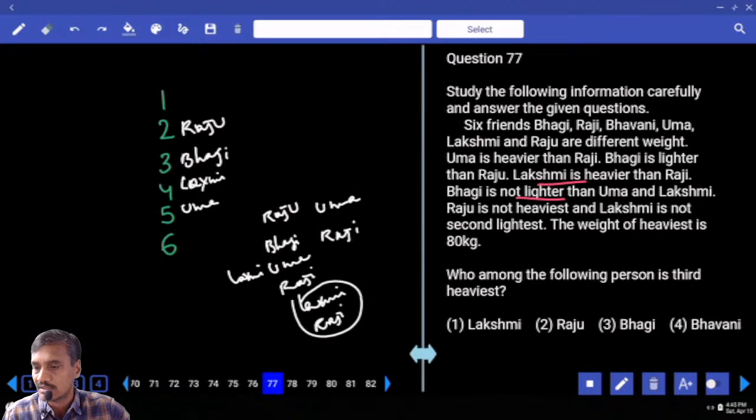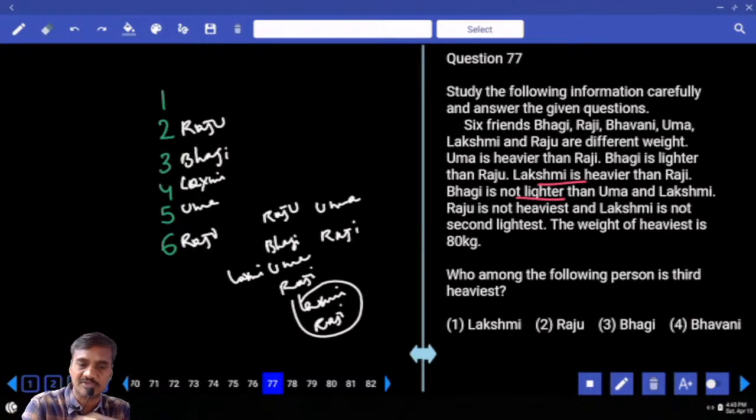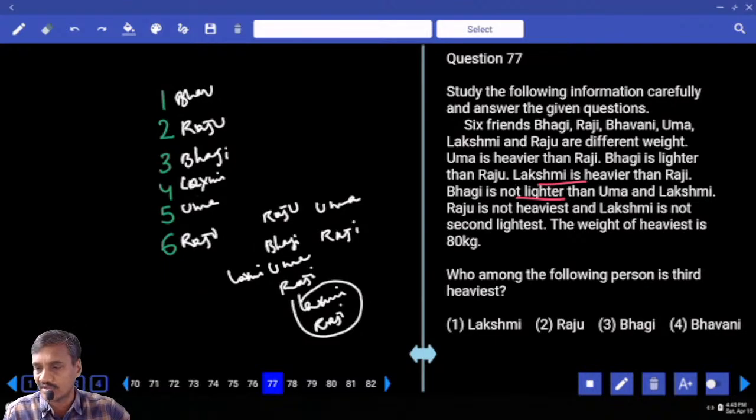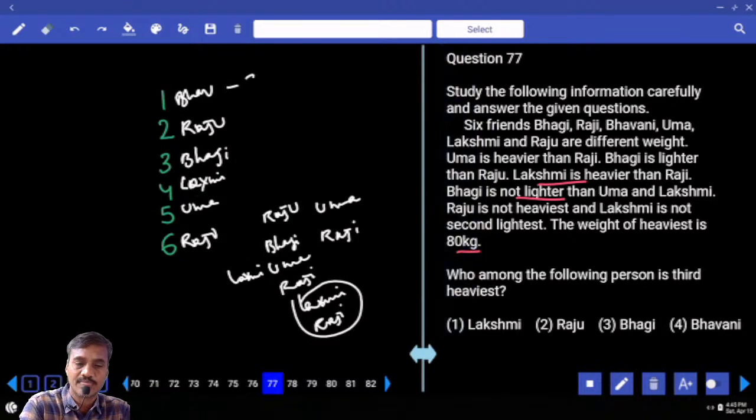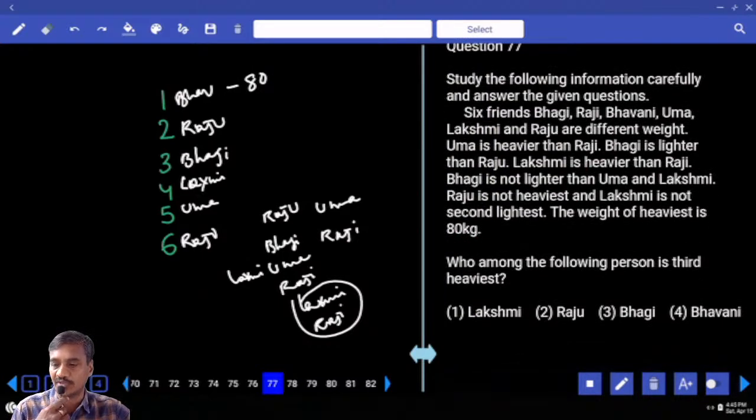Then, who is the person left over here? Raji. Raji must be here. Now if Raji is here, the heaviest person must be Bhavani. Bhavani is the heaviest, and the weight of the heaviest is 80 kgs. Now Bhavani is 80 kgs of weight. And who among the following is the third heaviest? Bagi is the third heaviest.